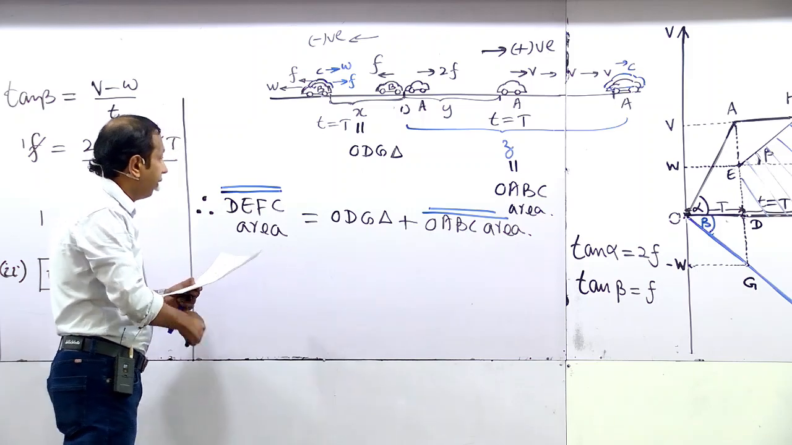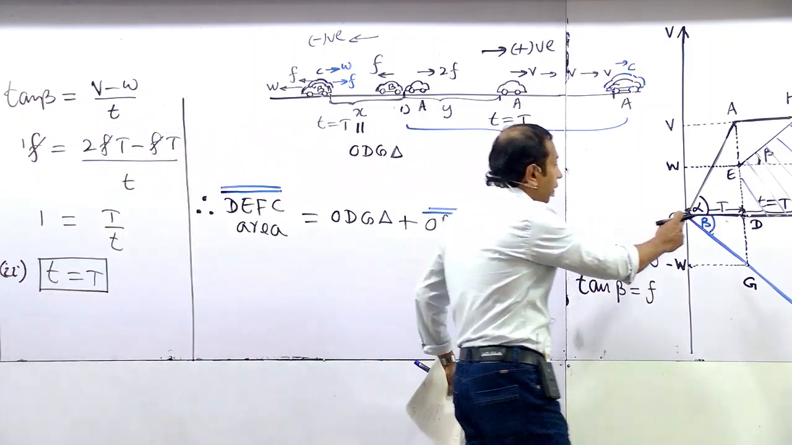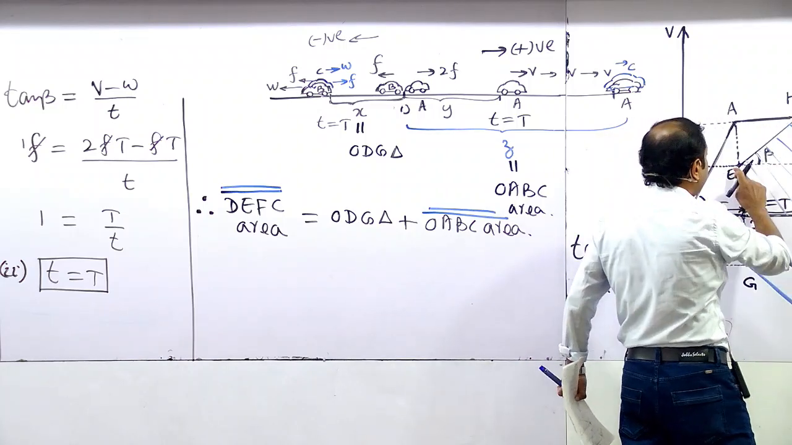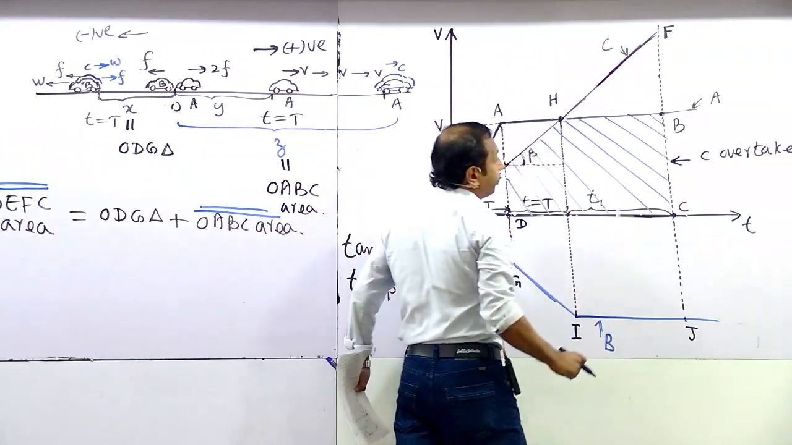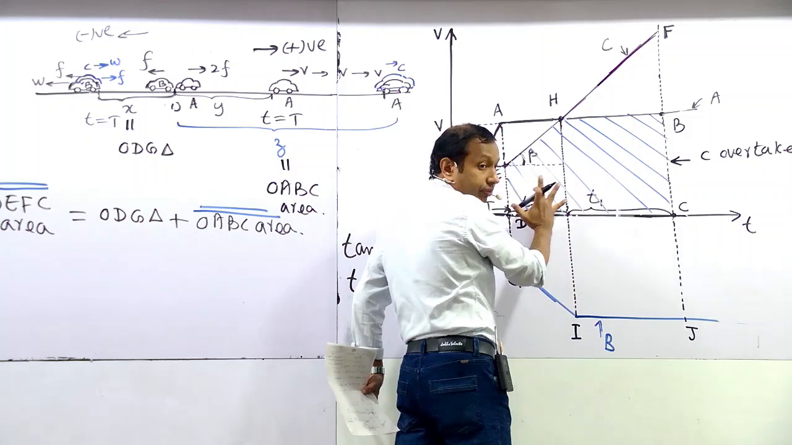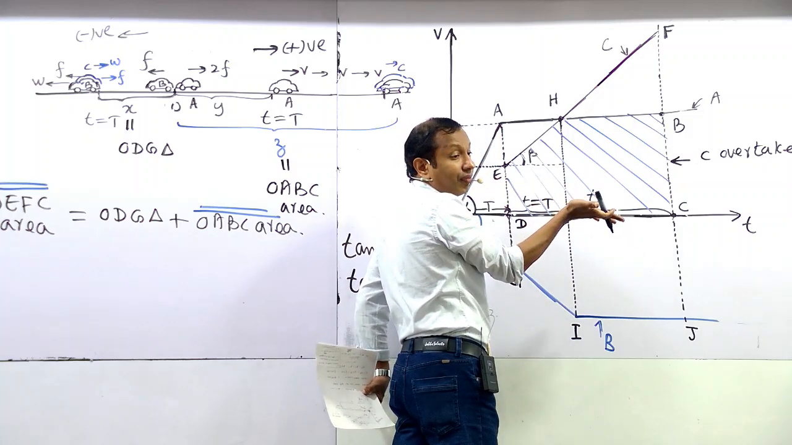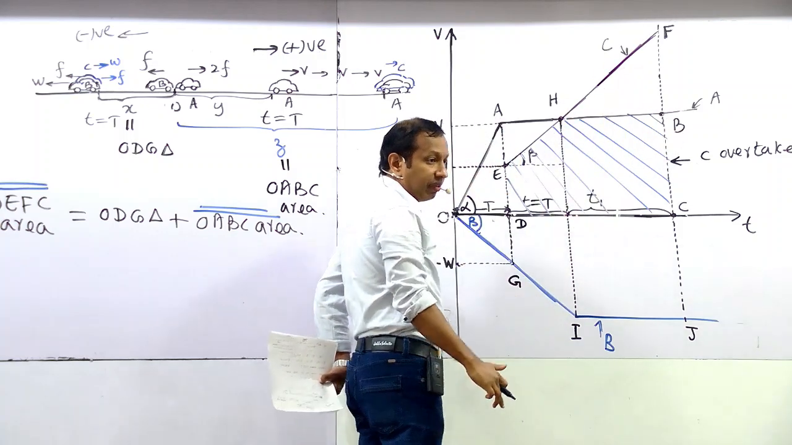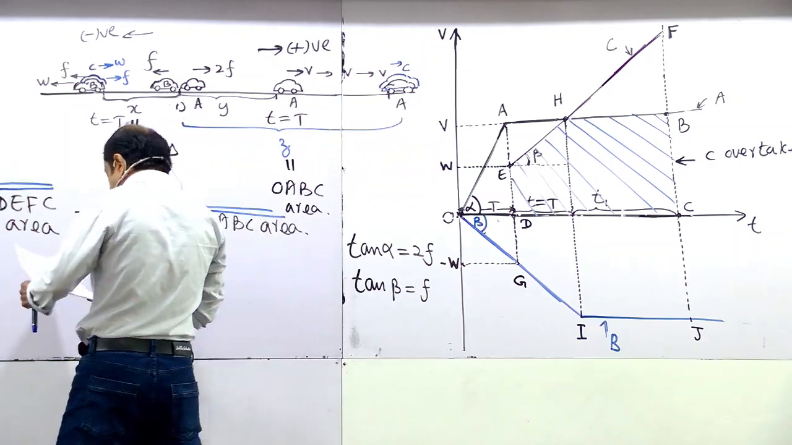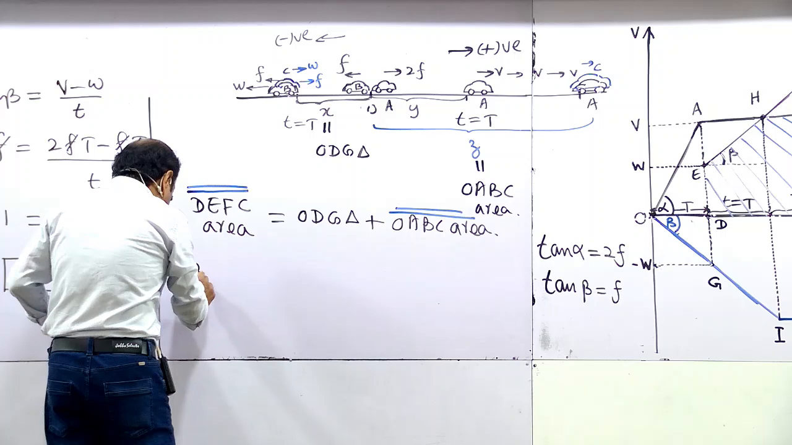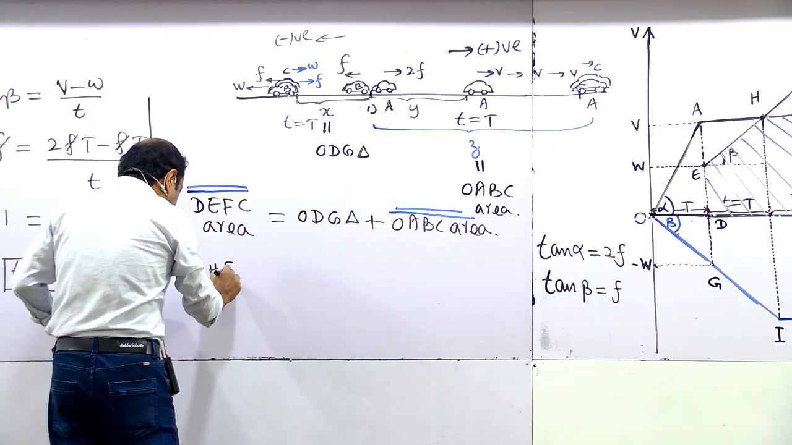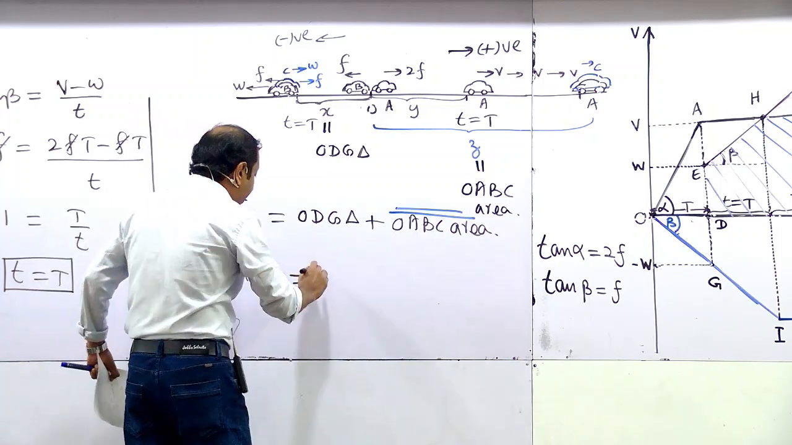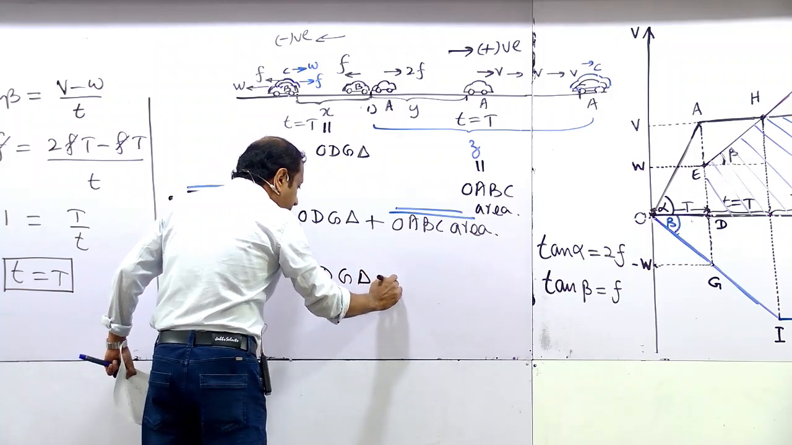Right, people, then tell me, from DEFC, from that we remove this part. What is remaining now? This, the BHF area. Am I correct? BHF area, right. Then on the left hand side we have the BHF area. Right, we'll write ODG area here.